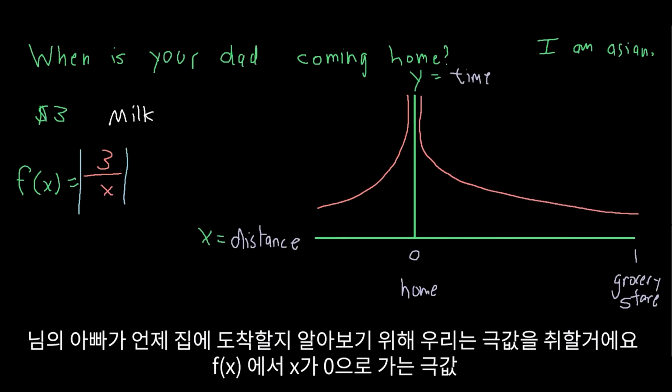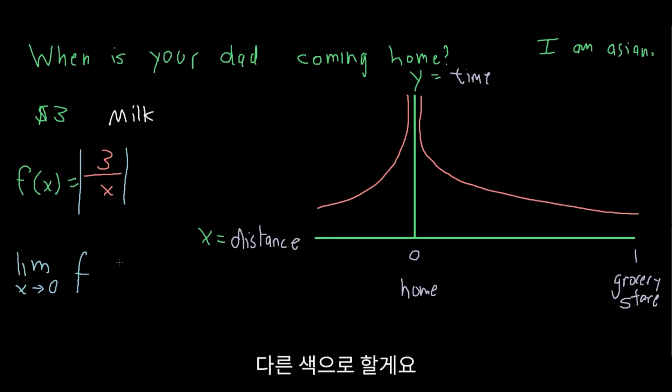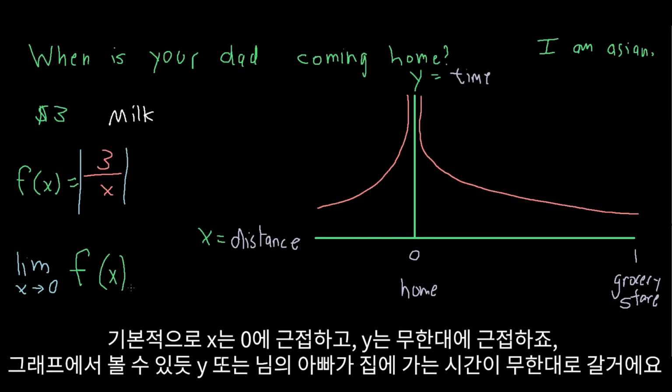In order to find out when your dad arrives home, we must take the limit as x goes to 0 of the function f of x. Basically, as the x value approaches 0, what value does the y value approach? As you can see on our graph, the y value, or time it takes until your dad gets home, approaches infinity.